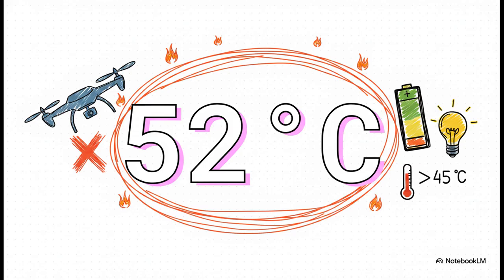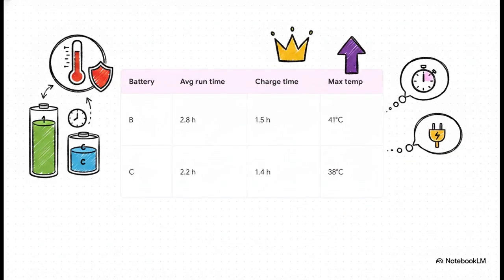They suddenly realize that a constraint can ruthlessly eliminate the flashiest performer, because at the end of the day, the longest runtime just isn't worth a drone literally catching fire mid-air. With battery A completely out of the picture, students have to pivot and build their new recommendation. They're left comparing battery B and battery C.